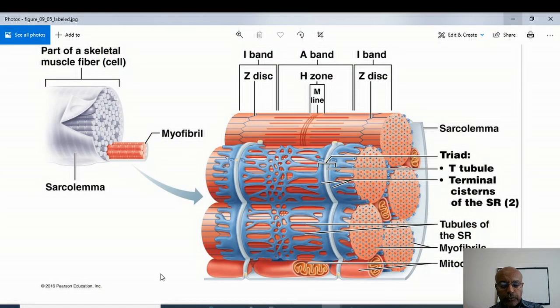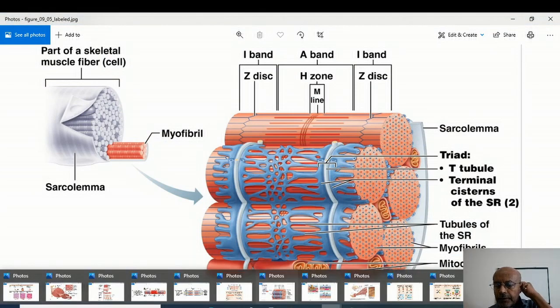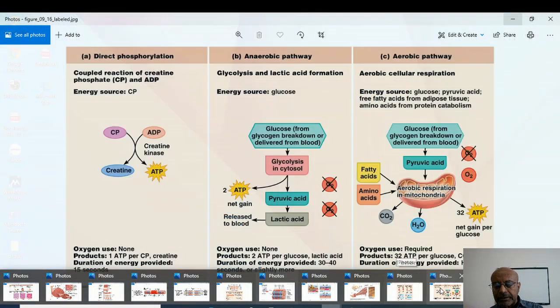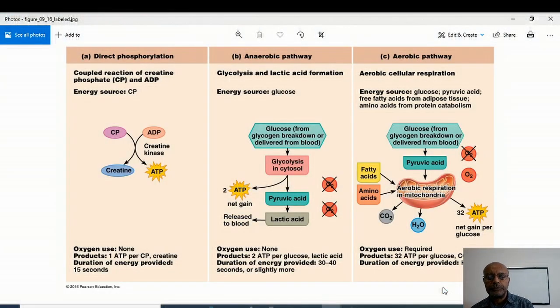Next, I want to talk to you about the methods by which our cells, our muscle cells, produce ATP. We just saw that ATP is needed for muscle contraction. So if ATP is needed for muscle contraction, muscles must make their own ATP. And muscle cells make ATP in 3 ways. This table shows you the 1, 2, and 3 methods by which muscle cells make ATP.